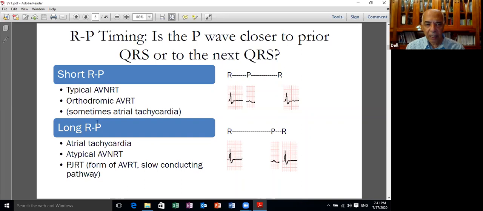Long RP tachycardia, on the other hand, is a usual thing with atrial tachycardia without heart block. The atypical AV nodal reentry tachycardia, in which atrial activity goes down the fast pathway and up the slow AV nodal pathway, and the PJRT, which is paroxysmal junctional reciprocating tachycardia, which, as I just said, is a form of orthodromic AV reentry tachycardia with a slow conducting posterior septal pathway.